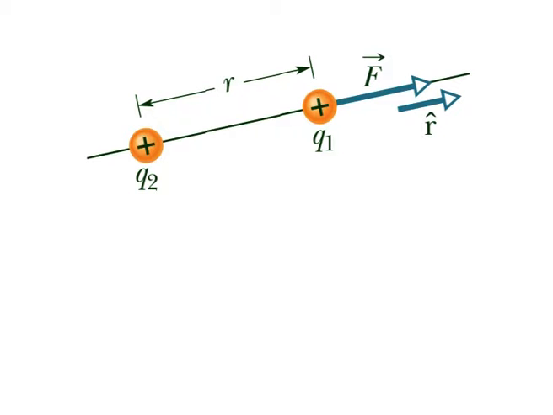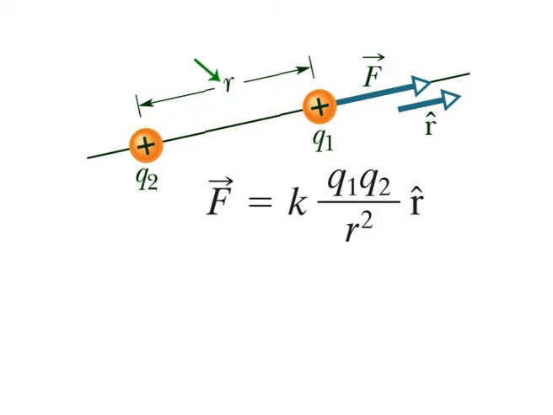With these decisions, we write the electrostatic force as vector F equals k q1 q2 divided by r squared, times the unit vector r. Here r is the separation between the particles and k is a positive constant called the electrostatic constant or Coulomb's constant.